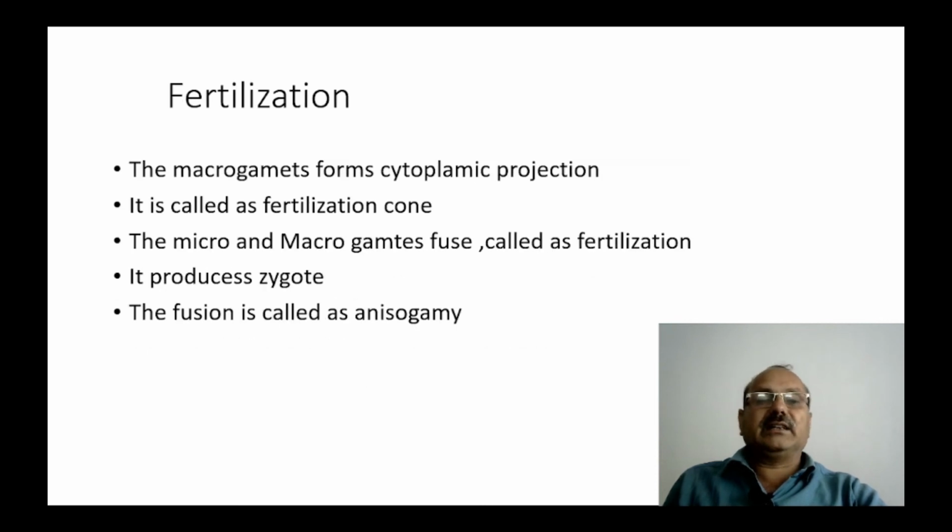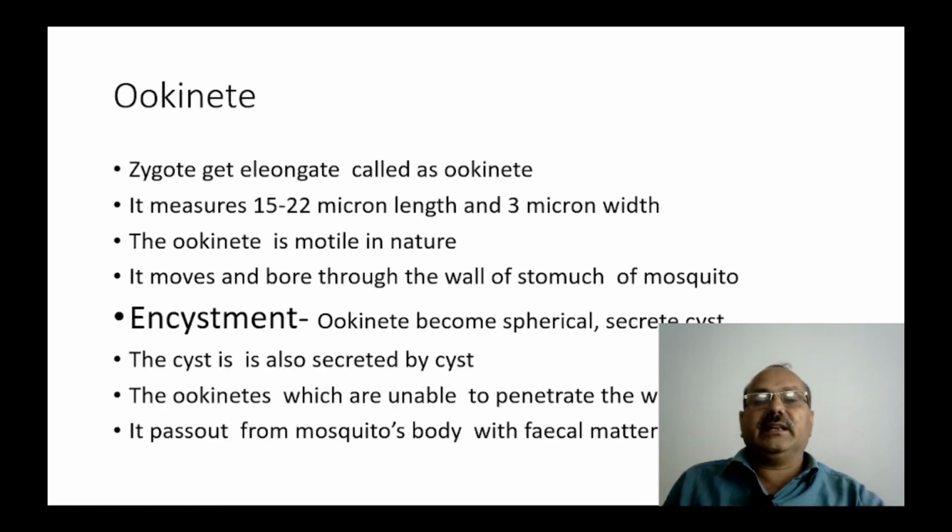After that, there is fertilization. The macrogametes form cytoplasmic projections called the fertilization cone. The micro and macrogamete fuse, which is called fertilization. It produces a zygote. The fusion is called anisogamy. Then next, the ookinete. The zygote elongates and is called the ookinete. It measures about 15 to 20 micron in length and 3 micron in width. The ookinete is motile in nature. It moves and bores through the wall of the stomach of the mosquito.